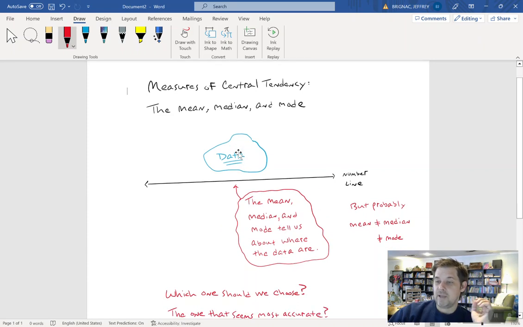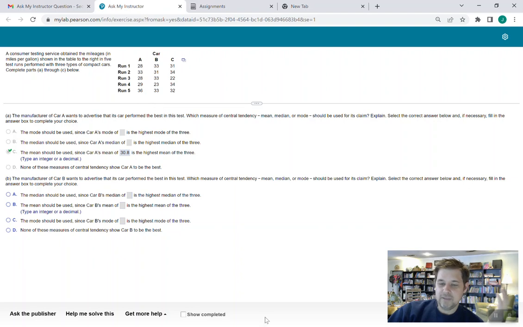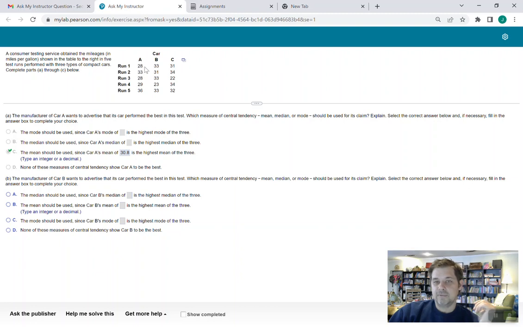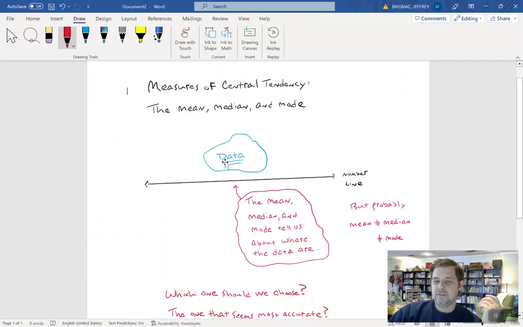Now, before we work that problem, a quick summary of what measures of central tendency are. So let's think of this cloud here as just the data. These are the numbers. So we ran this test several times. We got all these numbers. That's the data, all right? And those numbers exist on the number line. You might imagine they're all spread out wherever they are. So for example, this one's got 28 and 33 and another 28 and so on. And then they're all just kind of strewn about the number line, okay?